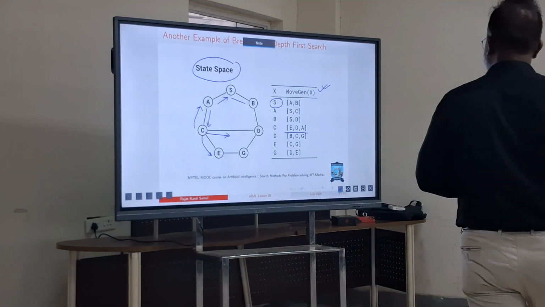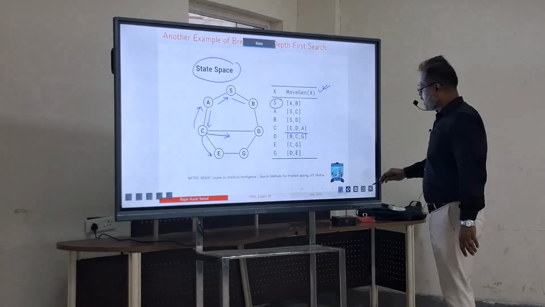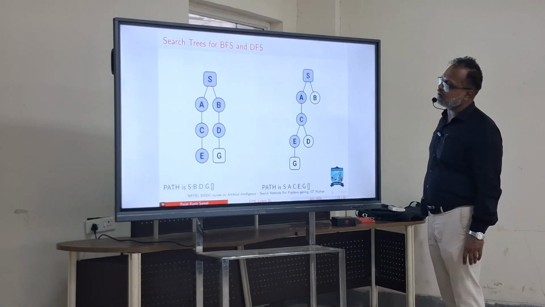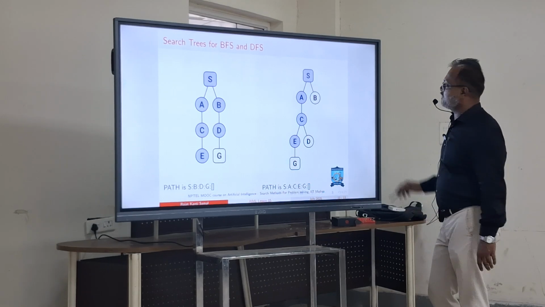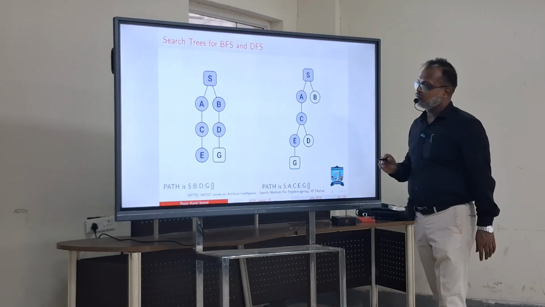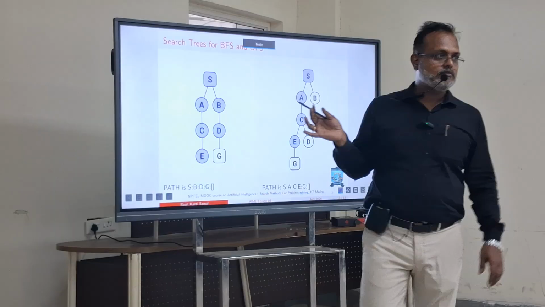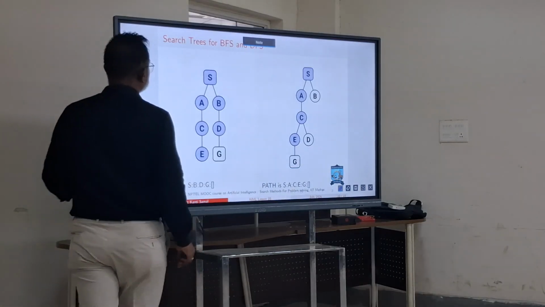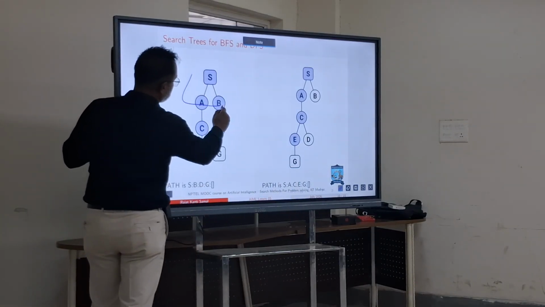Now, if we apply DFS and BFS, we get a path like this. These are the search trees for BFS and DFS. I have skipped the algorithm which is there in that extra material. You will find the solution there. So this is how BFS explores, like this.